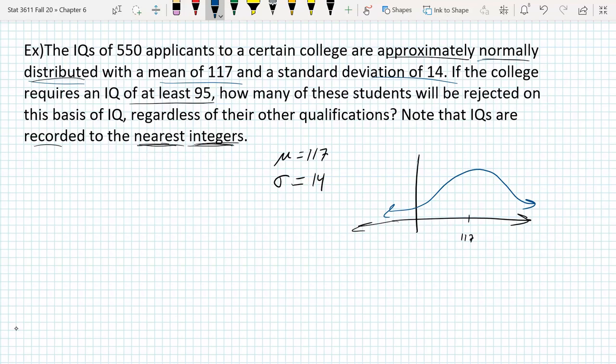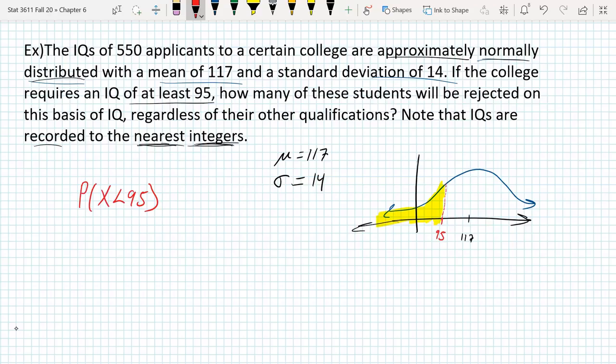Now, the college requires an IQ of at least 95. If 95 is right here, we would be rejecting everything below it. We're going to get rid of everything down here. So we want to know the probability that an applicant is within this rejection area, so we would start by looking at the probability that X is less than 95.